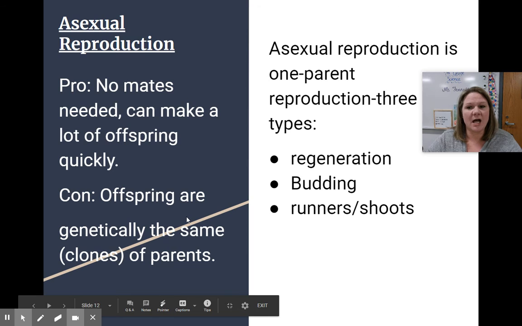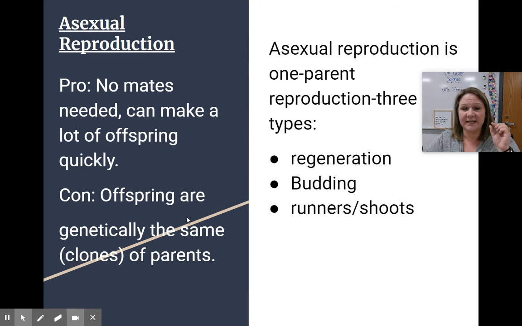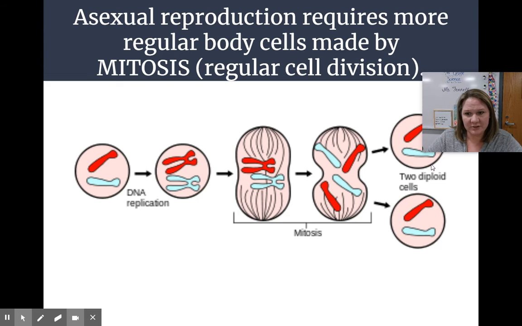The con is that offspring are usually genetically exactly the same as the parents. The offspring end up being clones of the parent. All right. And there are generally three kinds of asexual reproduction that we can have. So let me show you some pictures.